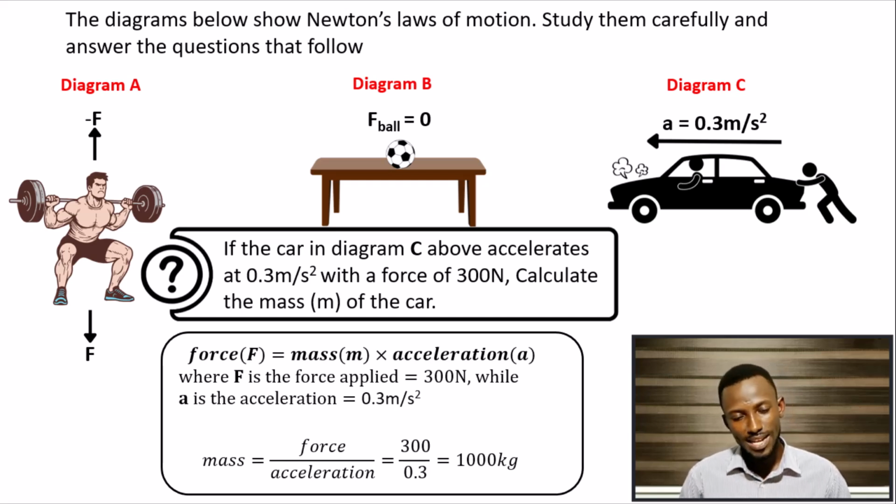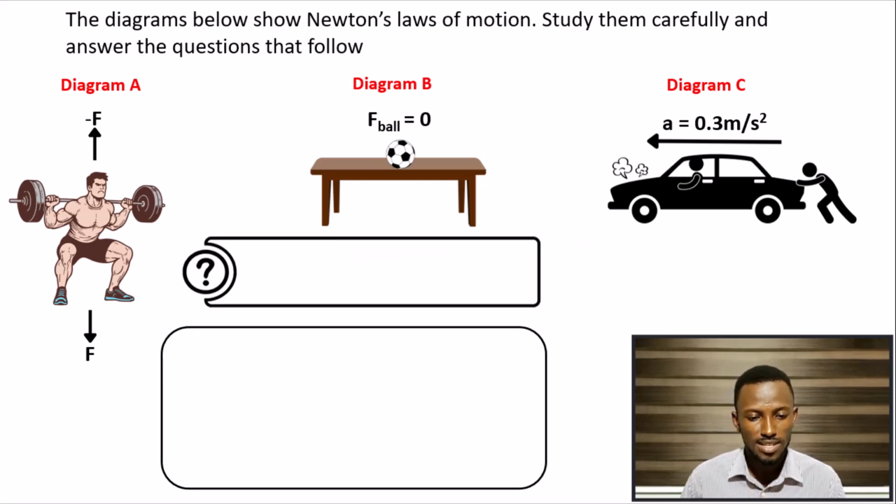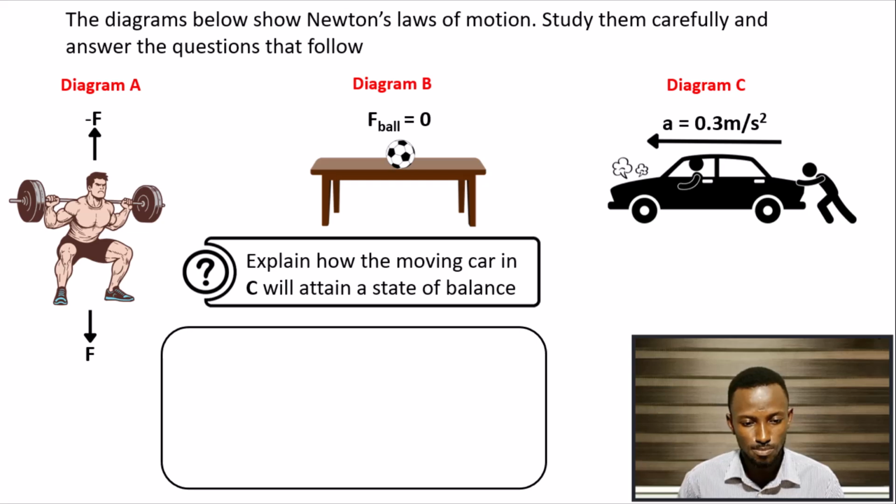But before we do that, let's do a little bit of change of subject. We have force equal mass times acceleration. That means mass is equal to force divided by acceleration. Force is 300 newtons and acceleration is 0.3 meters per second squared. Dividing 300 by 0.3 gives us 1000 kilograms. So that is the mass of the car we have in the diagram. Is there any other question? That's the last, I think.